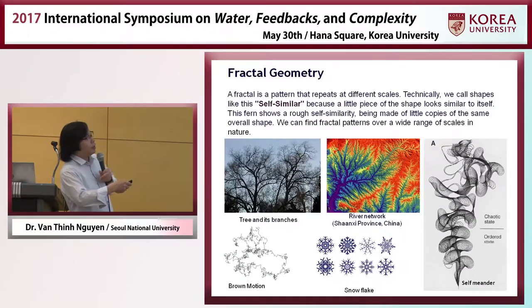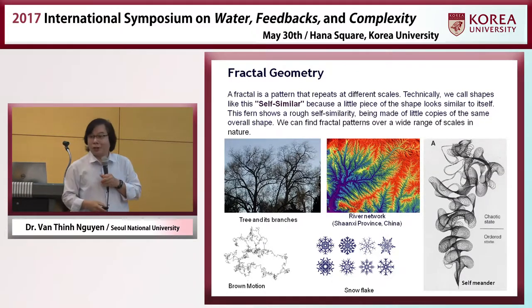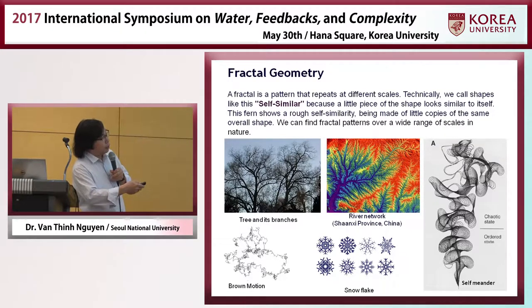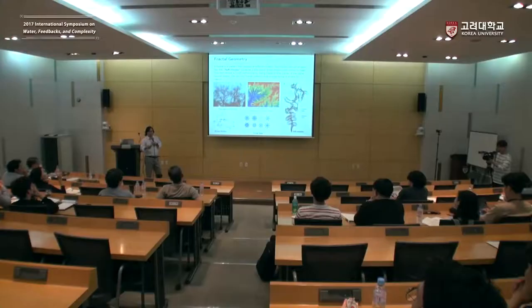You see here the tree. If you cut up right here, or you cut a small branch here, you will see almost the same geometry repeated again. That is called fractal geometry. You see that picture, it's very beautiful, from a river network in China. You see it looks like this from here; you cut here, or you go down to a smaller scale here. The geometry is repeated again, very similar.